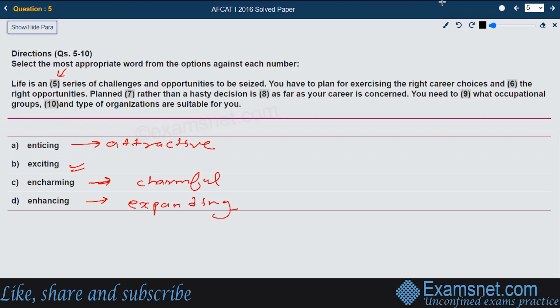So if you see out of these all four options, life is an exciting series of challenges and opportunity. That should be the right answer. So the option number B should come here. Life is an exciting series.